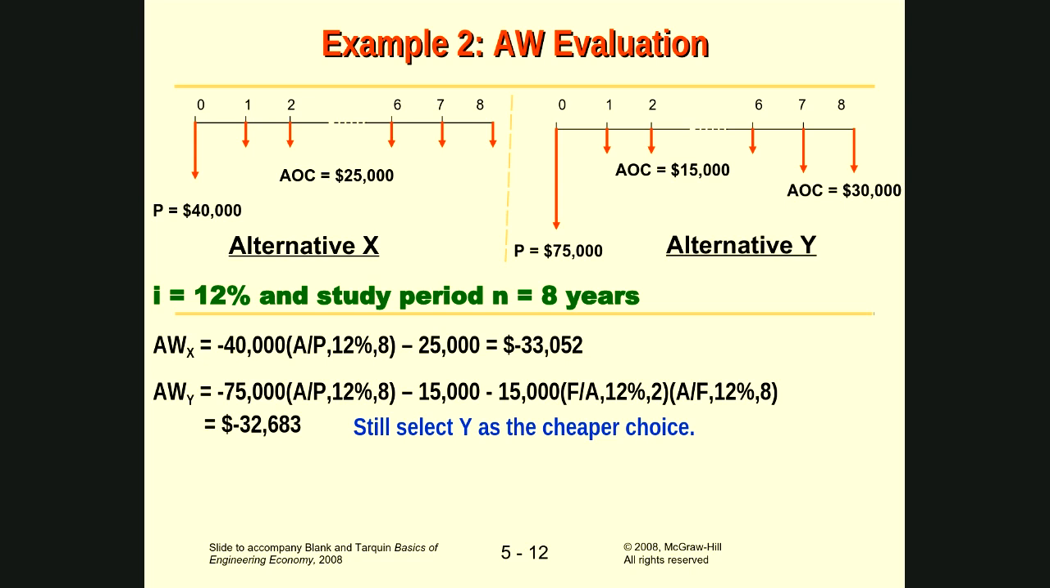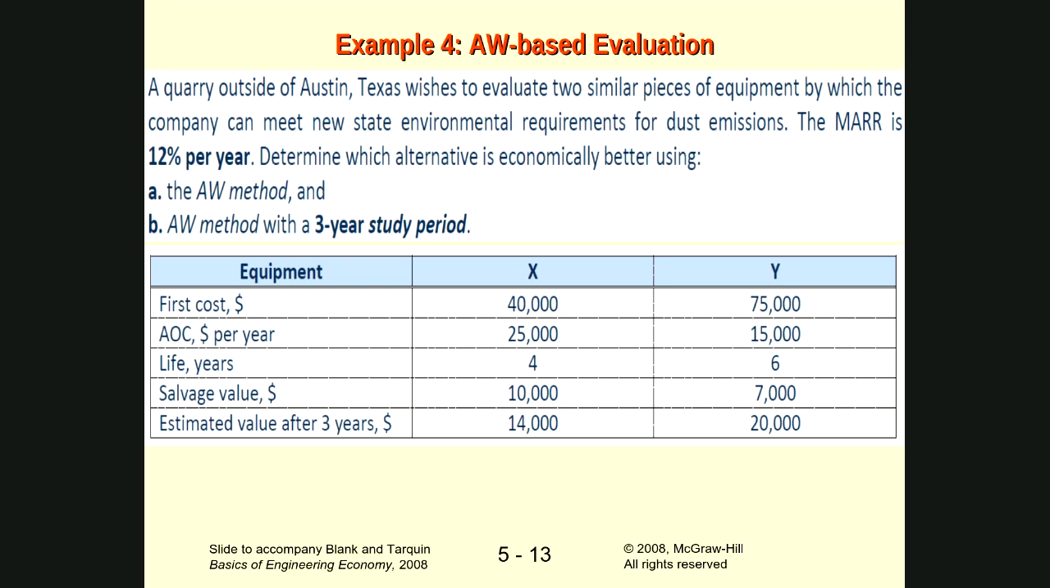This is an explanation of the question again. Another example here. The example says a company wants to evaluate two similar pieces of equipment, or two alternatives, and they gave you the information about each alternative with the interest rate of 12%. The question asks you, the first time, to use the annual worth method, and the second time to use annual worth but with a study period.